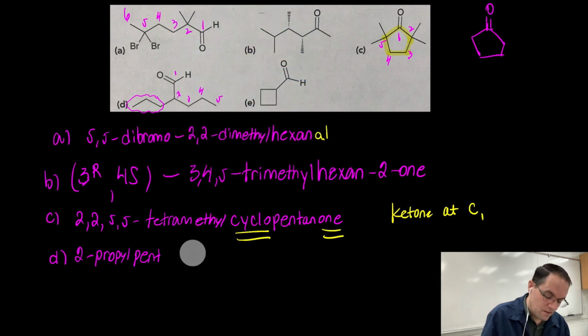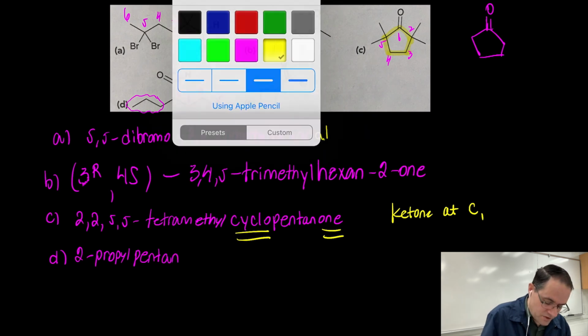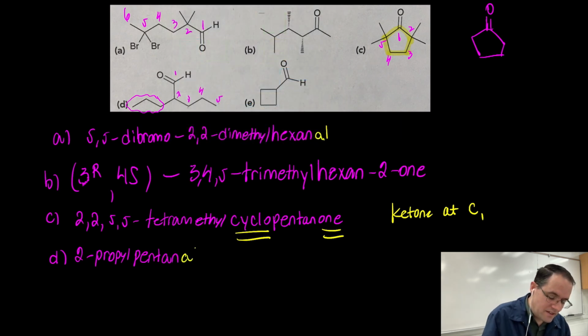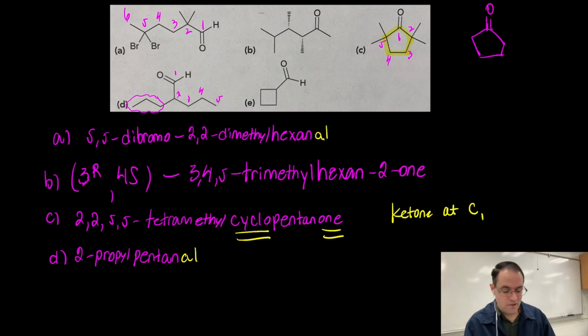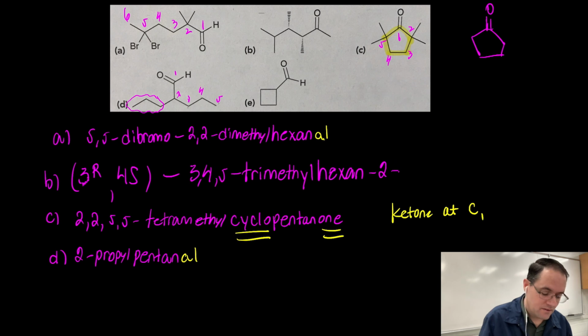It looks kind of weird when I do it like that, but it's pentane, which is the parent chain. And remember, the ending ends in AL, okay? I just want to highlight that that's the ending there. I might do it up here as well. This is a ketone, okay?